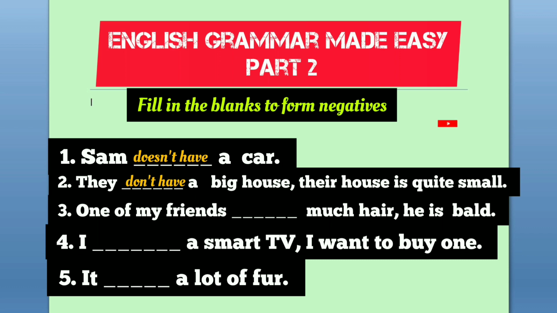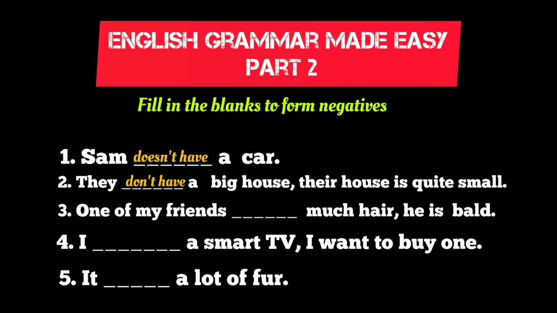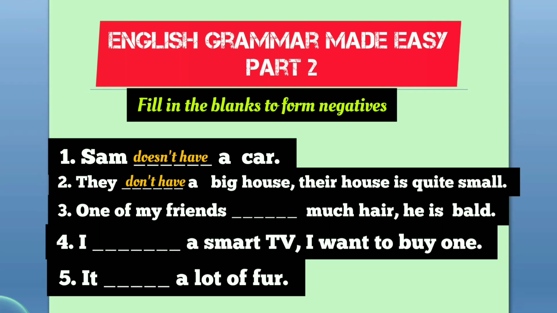So up next, let's see the third sentence. One of my friends dash much hair, comma, he is bald. So again, this can be confusing. Last video also I discussed. Here I'm not talking about plural. I'm not talking about third person plural, but I'm talking about third person singular, because I'm talking about one friend among others. So it's third person singular. Don't get confused. It's a common confusion.